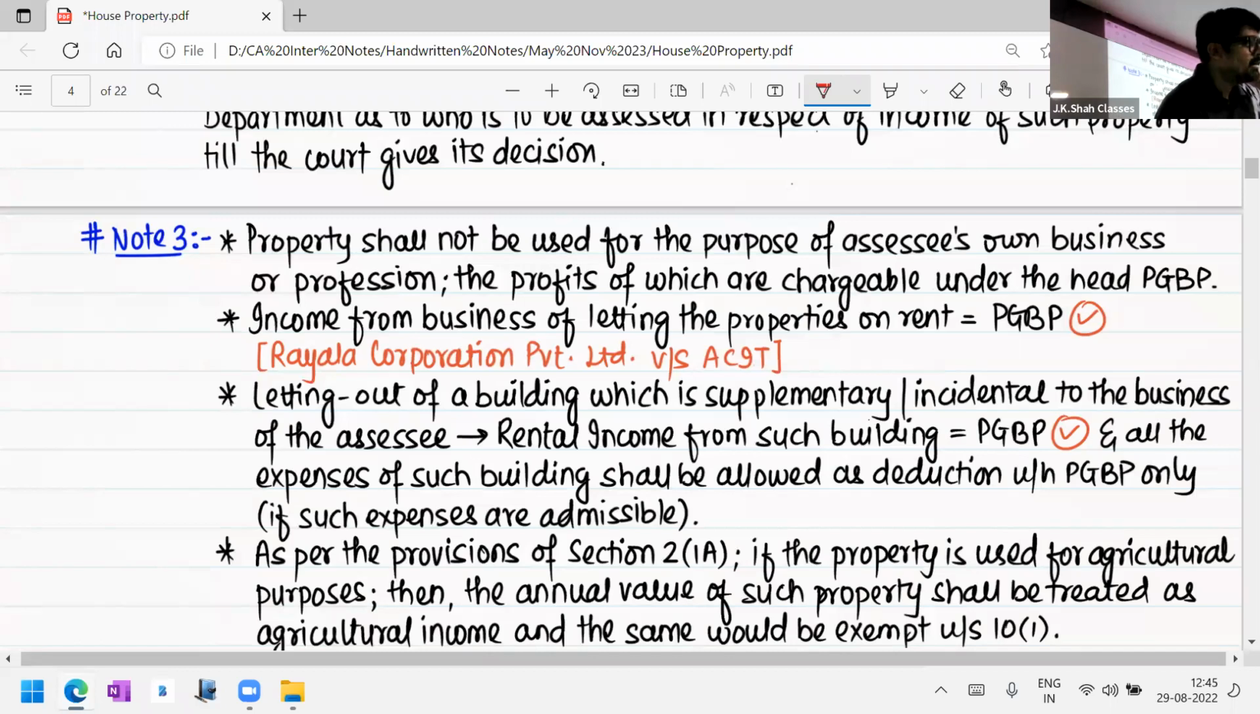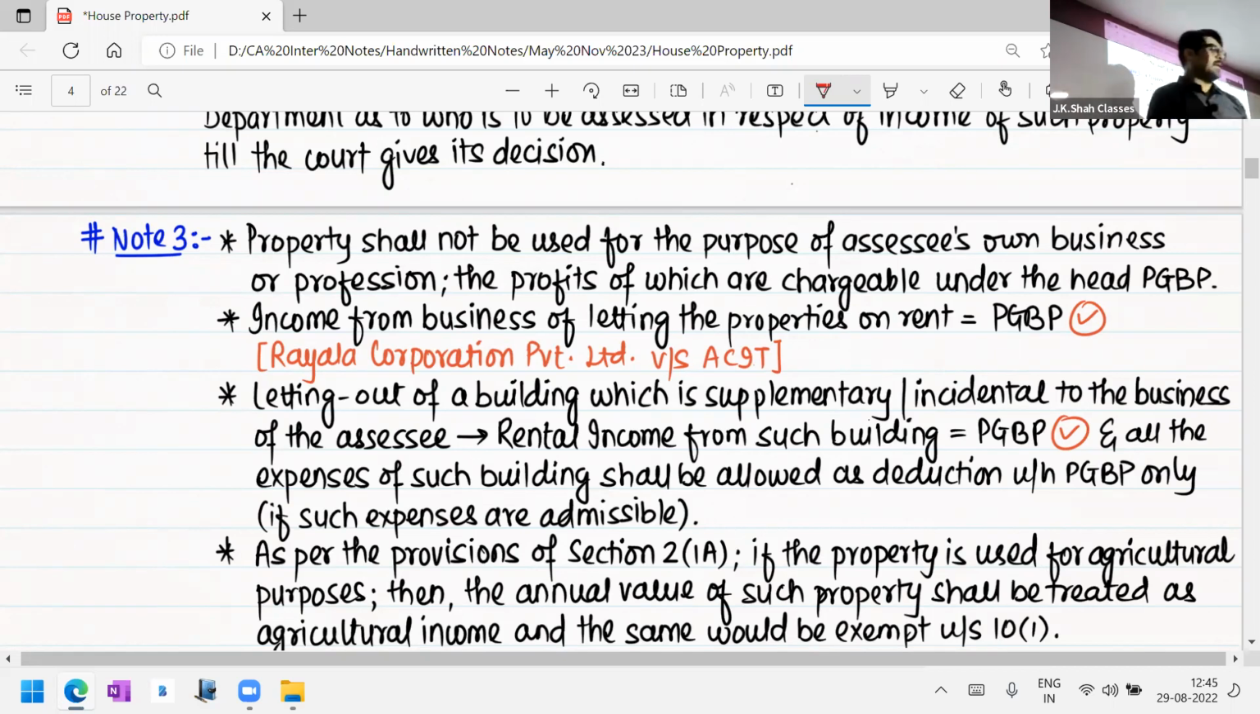Understood now? Can the house property be stock in trade? Yes. For a builder, for a property dealer, it can be stock in trade. What is my business? Buying and selling. Whatever income will be there, my PGBP income. Constructing and selling, whatever income is there, PGBP income.